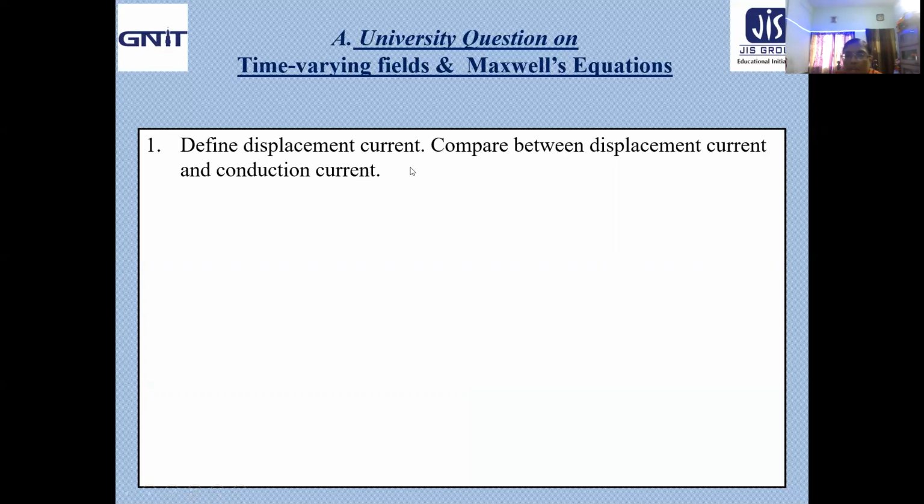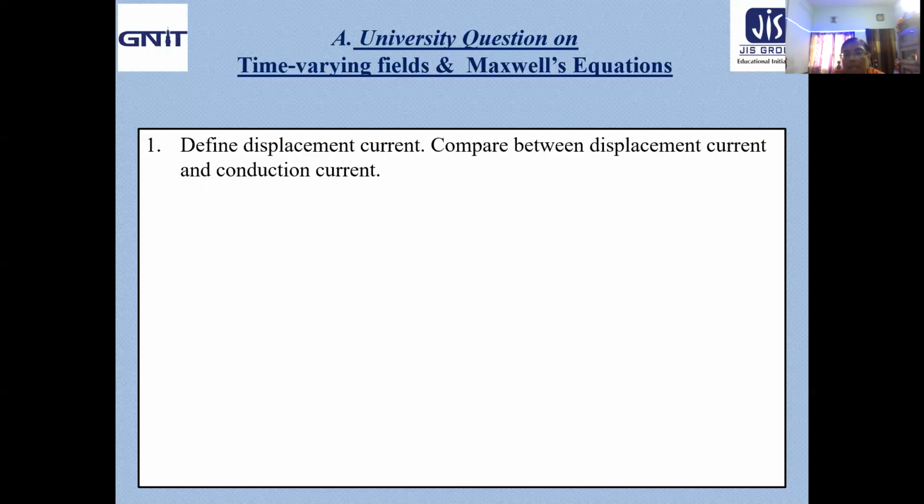Next question: compare displacement current and conduction current. In the last class on displacement current, we have covered this content. So what about the comparison? I think all of you can remember the definition of conduction current is J equal to sigma into E according to Ohm's law, where sigma is the conductivity of the medium, and J_D we already mentioned a few minutes back.